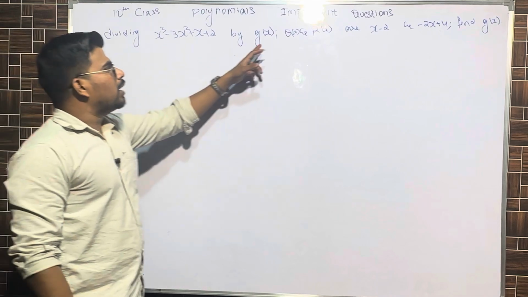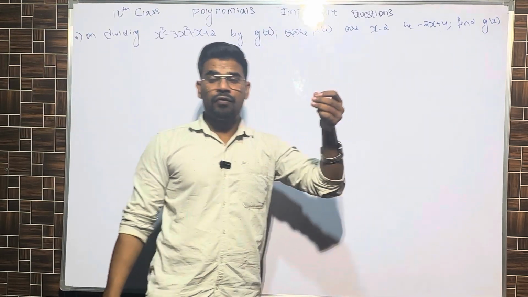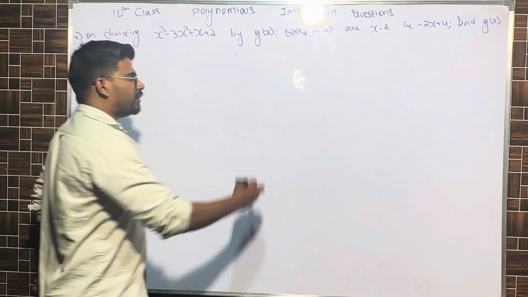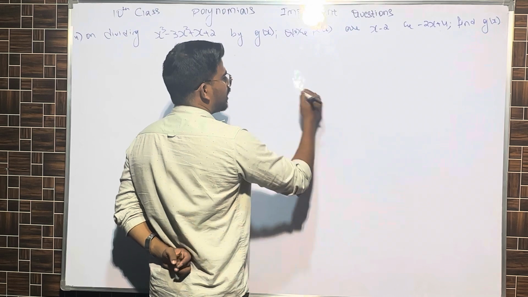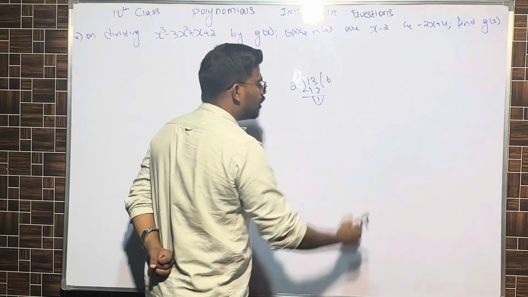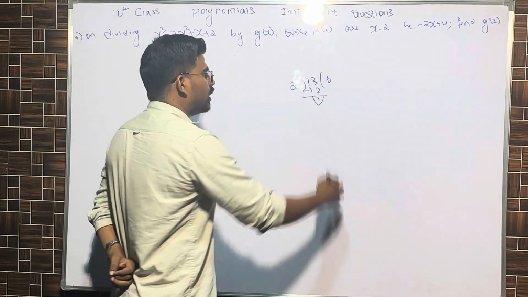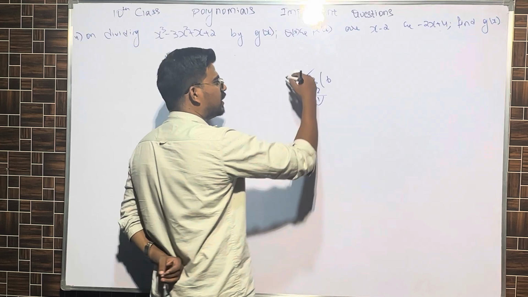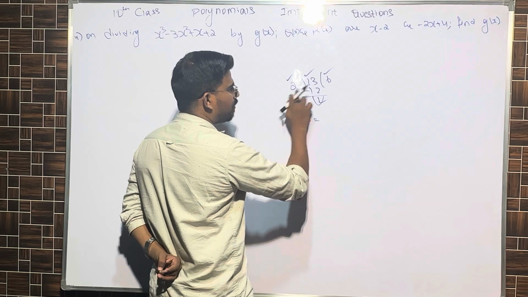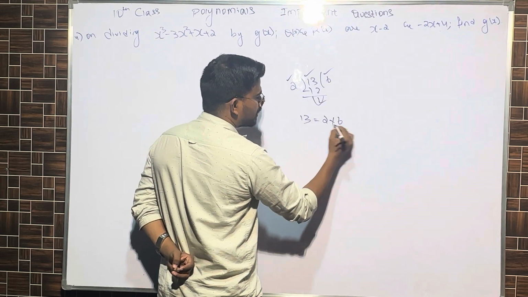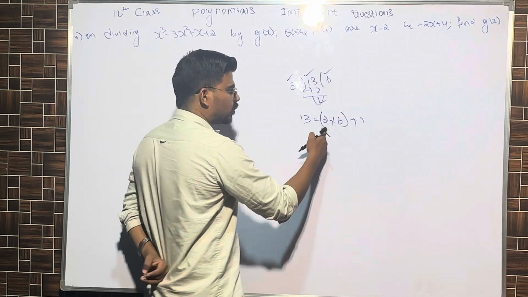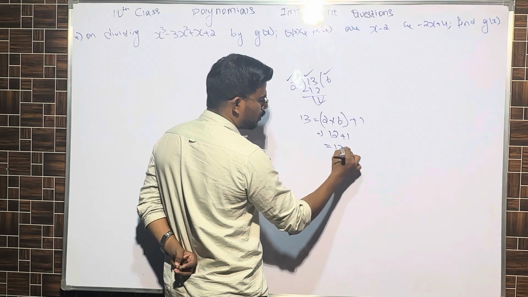On dividing one polynomial by some g of x, we have to find the divisor in this case. First of all, before getting into this question, understand the basics of division that we did in earlier classes. Suppose I am dividing 13 by 2: 2 sixes are 12 and 1 remains. This is the dividend, this is the divisor, this is the quotient, this is the remainder. Dividend 13 is equal to divisor into quotient, 2 into 6, plus remainder 1. 2 sixes are 12 plus 1 is 13.